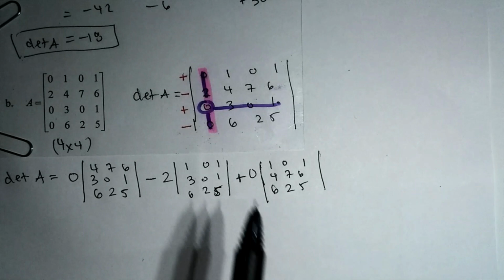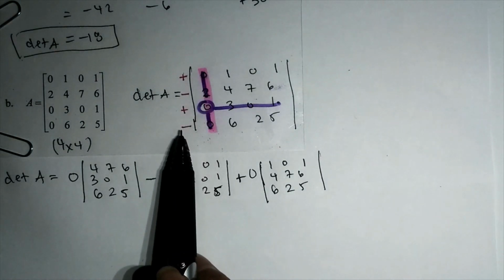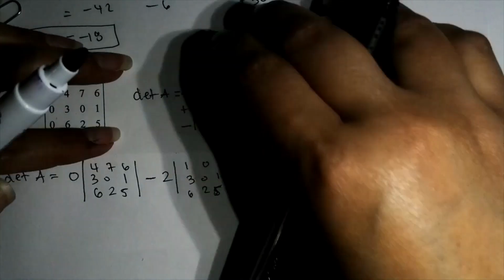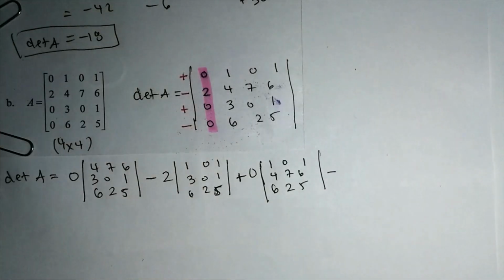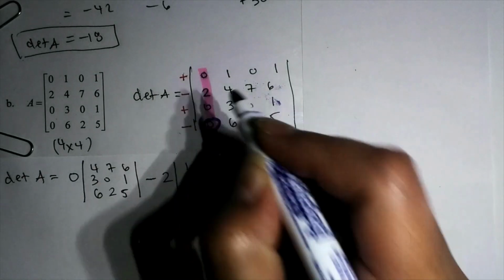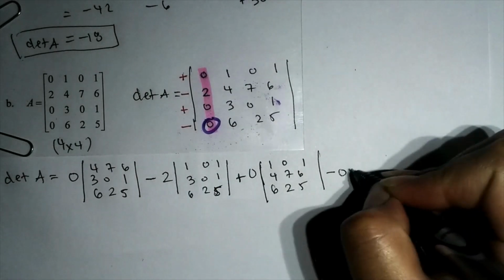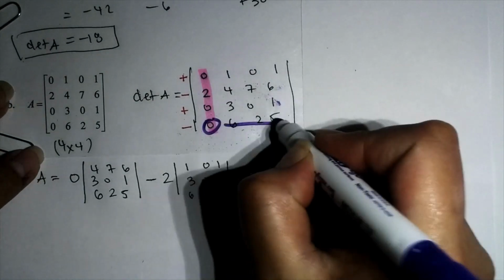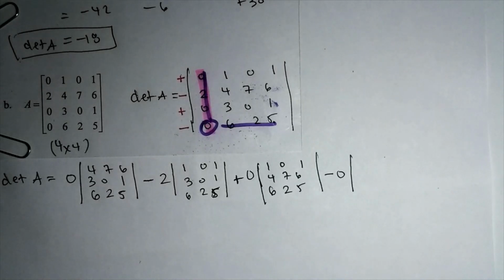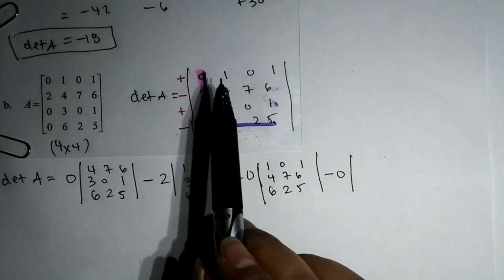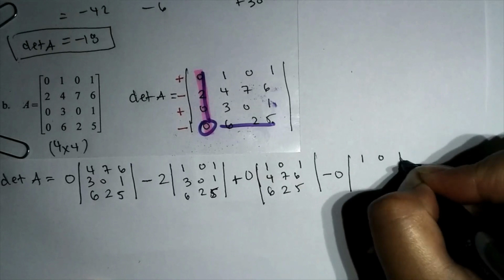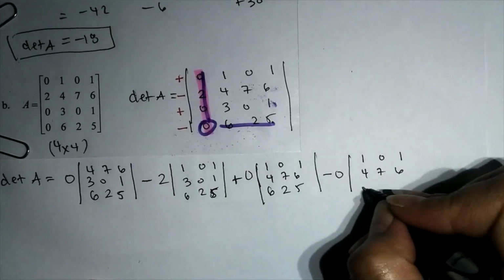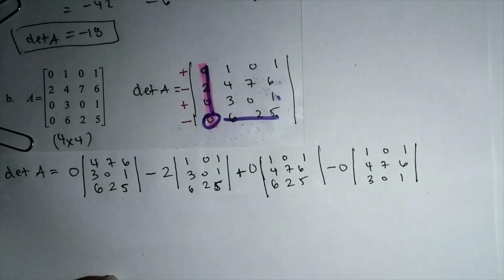Fantastic. Okay, so we got 3 elements down, so one more to go. The final one will be minus something. So minus, and let me go ahead and unveil this. Cool. So minus that fourth element in the column will give us 0, and then we're going to multiply it by the determinant of the leftover entries when we cross out the row and column. So that will give us the following 3 by 3 matrix. So first row is 1 0 1, second row 4 7 6, third row is 3 0 1, and we have shown enough work.